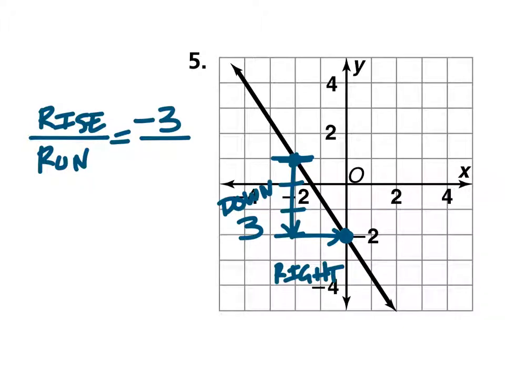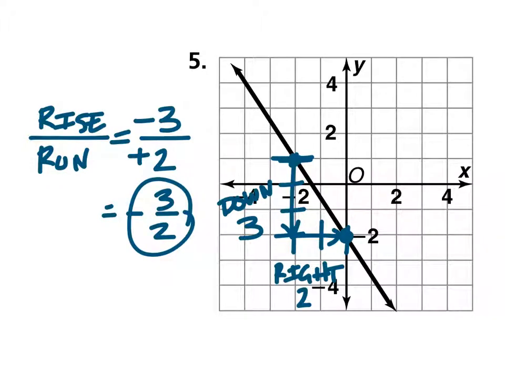And to the right, starting here, 1, 2. So to the right 2, that'd be a positive 2, and we could just rewrite this as negative 3 halves. But remember, if you by chance drew your triangle like this, then you may have gone up and to the left. It just changes where that negative is. You'd have a positive 3 over a negative 2 right there. But the answer would still be the same.